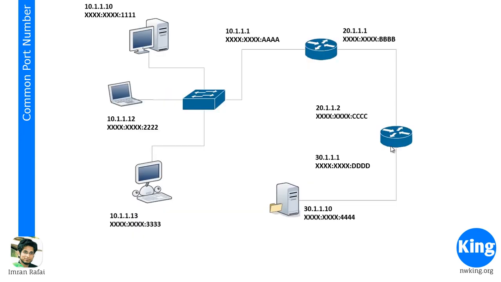Now let's look at a data flow through our network with whatever little information we know so far. Let's assume that this computer 10.1.1.10 wants to communicate with this file server at 30.1.1.10. Whatever you see below that is the MAC address. I have put the MAC address with only the last 4 hexadecimal digits, because this is an example. Normally it is a 48-bit number, with 12 hexadecimal digits.